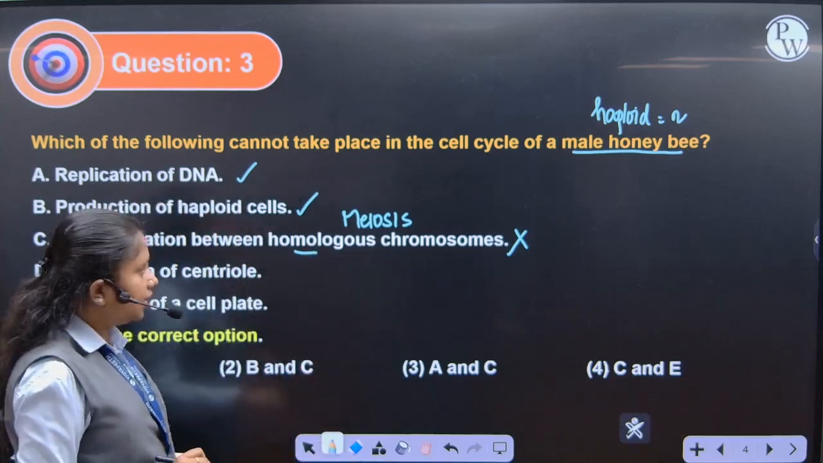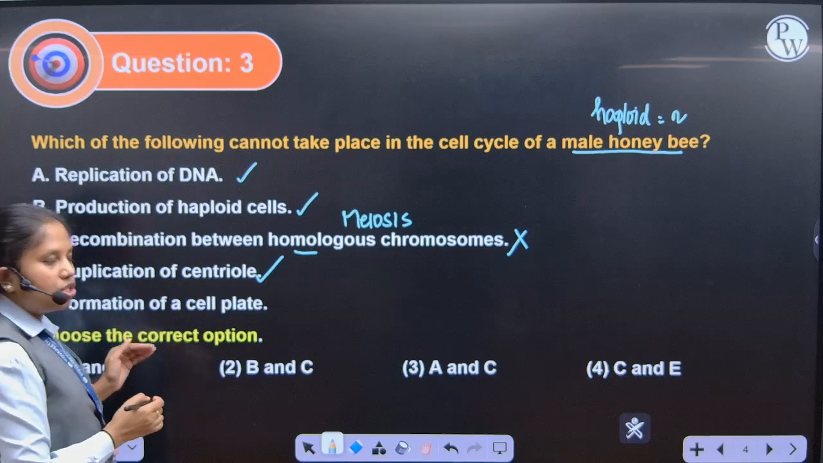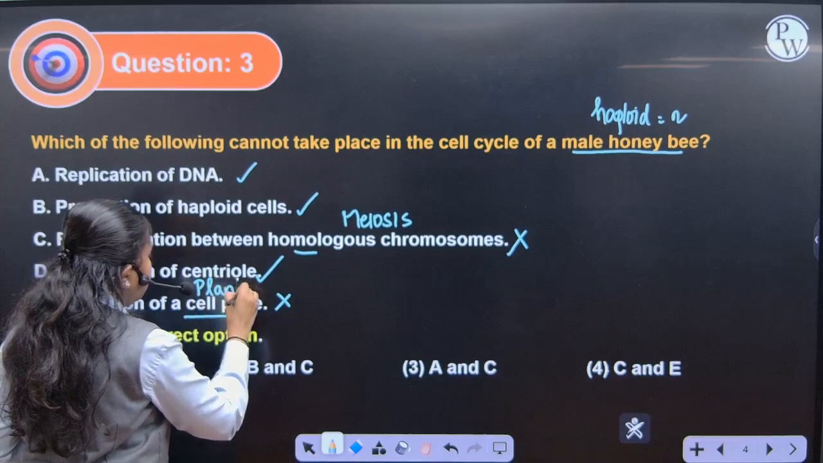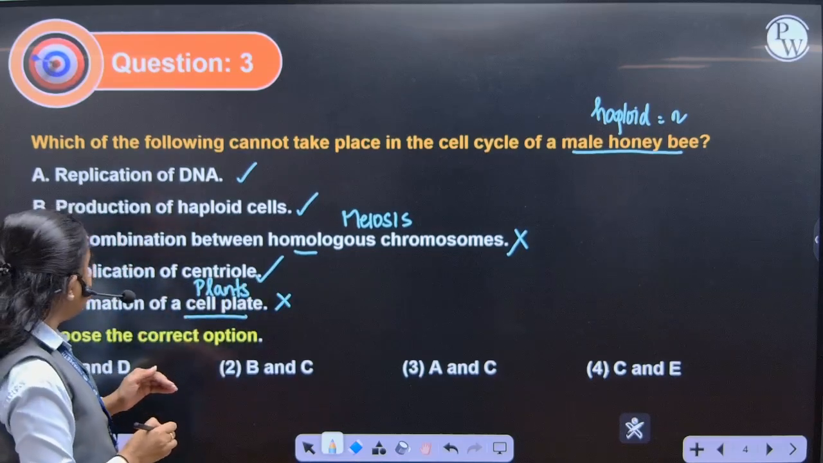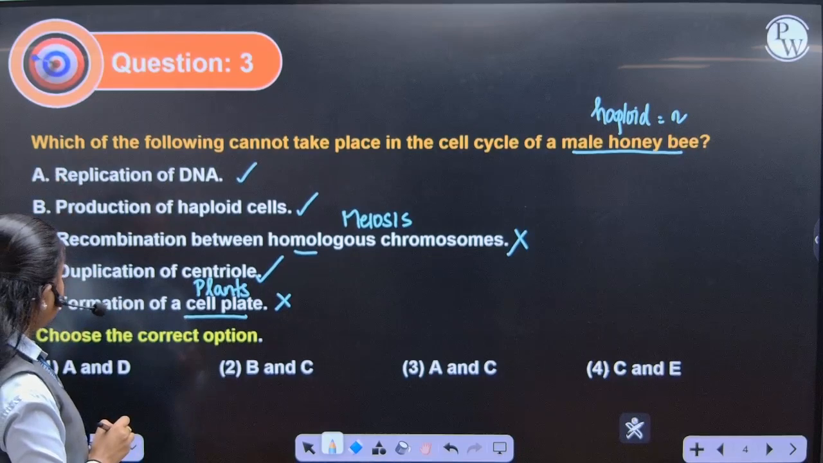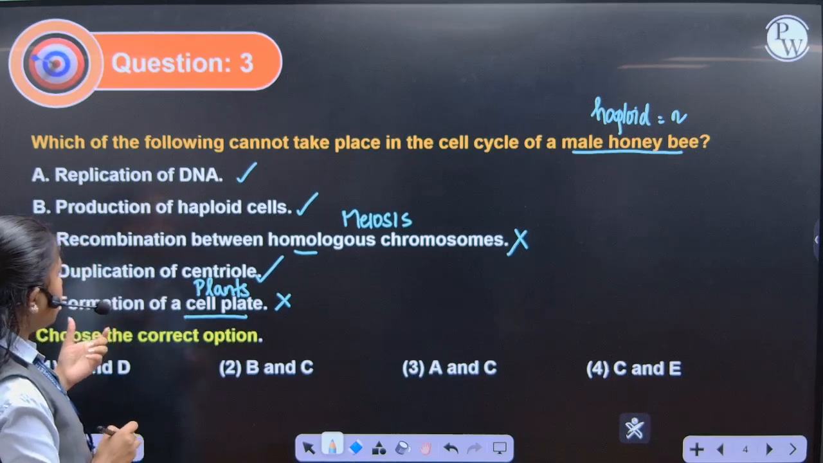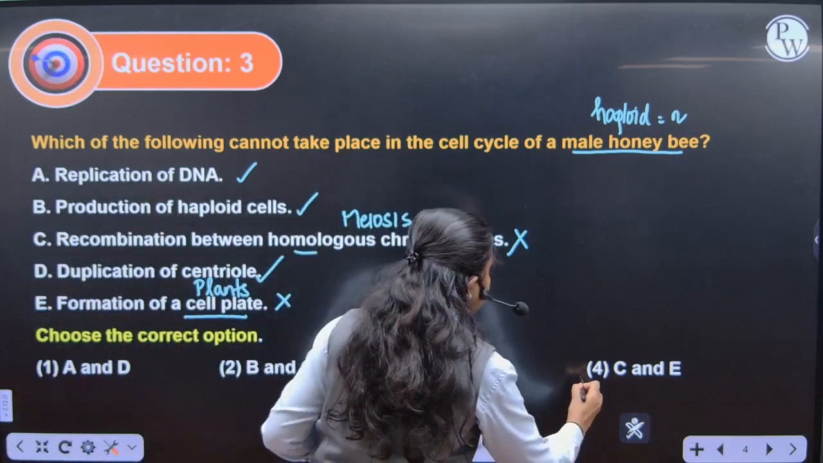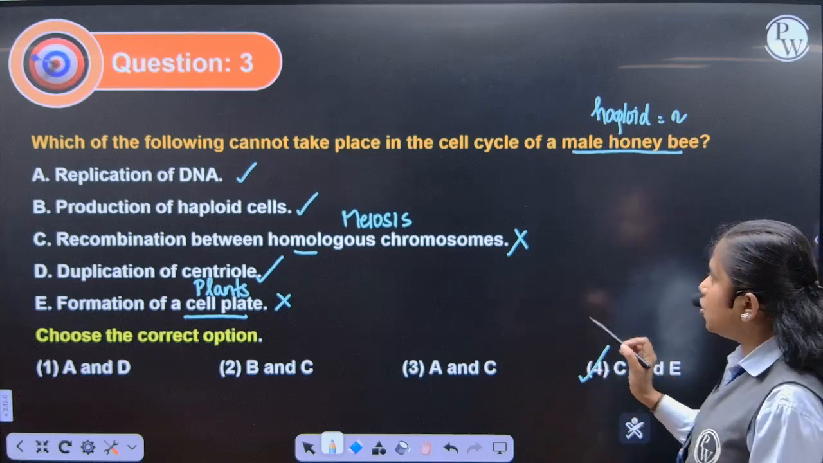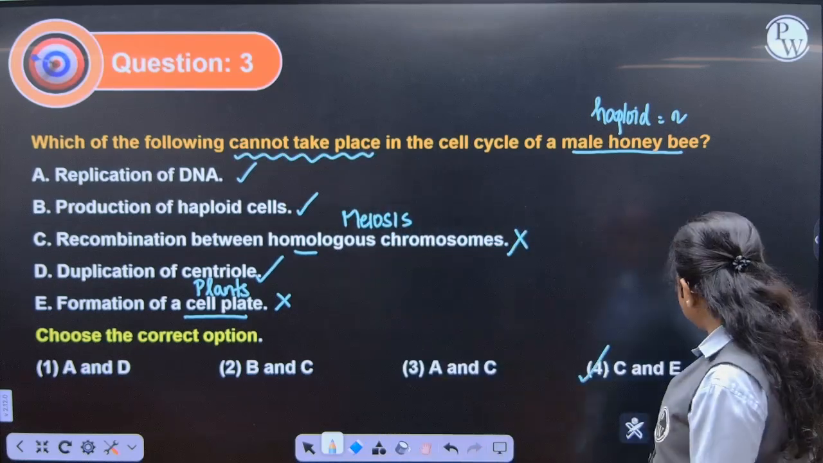So this is incorrect. Then we have replication of centriole. Again, this is possible. Then formation of cell plate. Again, this is incorrect because cell plate is seen in plants and not in animals. So here we see the correct options are A, B and D, and the incorrect ones are C and E. And here they have asked us about the incorrect ones. So here our answer will be option 4, C and E. The correct option is option 4, C and E, because they have asked you which cannot take place in honeybees.